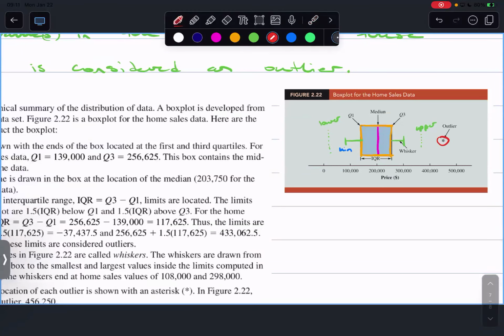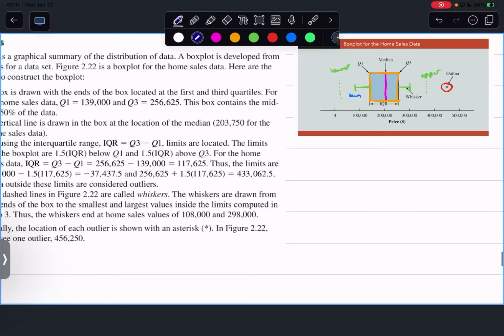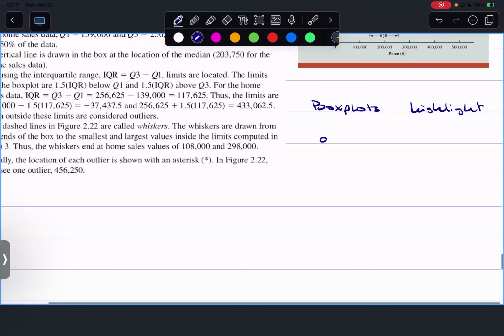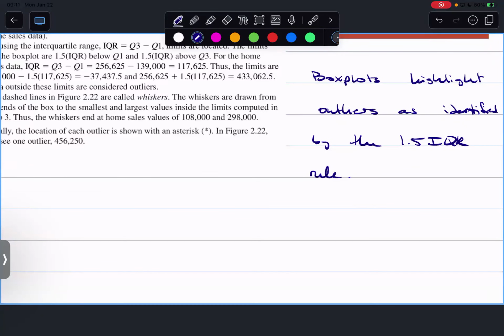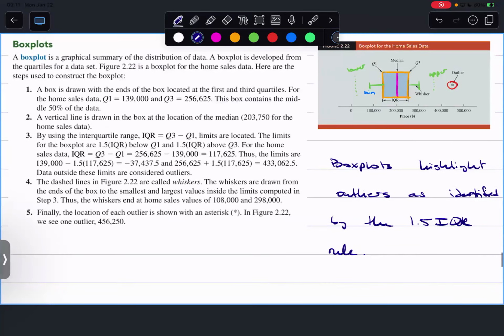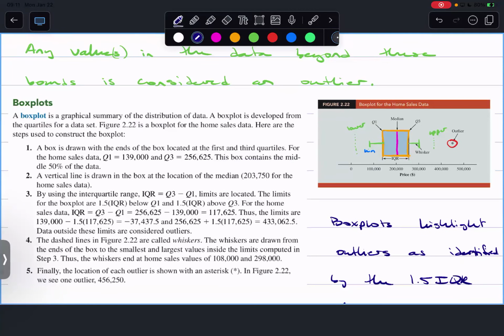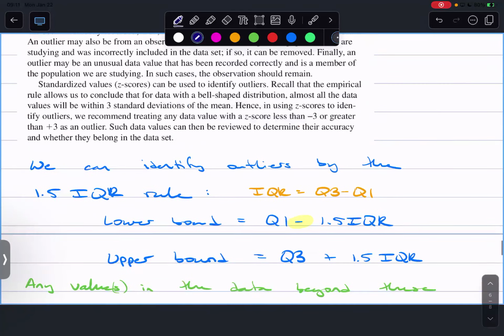And so box plots highlight outliers as identified by the 1.5 IQR rule. So you could do all that work, but if you make a box plot, it'll just show it to you. Might be nice to be able to confirm it though.